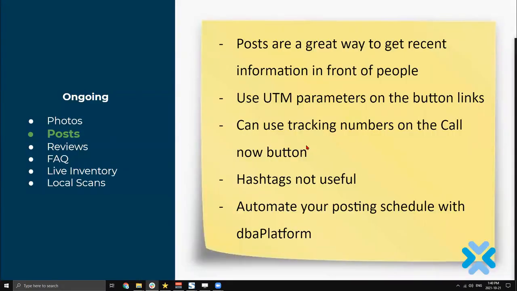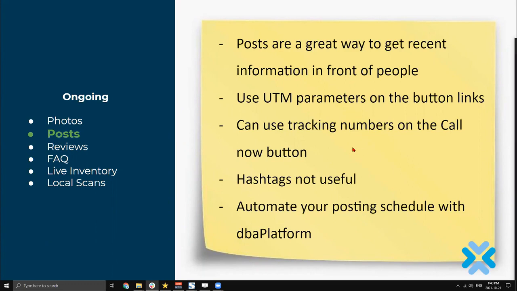Posts are a great way to get recent information in front of people. You can have ongoing things, like your evergreen stuff, scheduled with DBA again. But if you have news, it's good. If you have coupons, or a weekly flyer, put that in. You have links to do that, and you can track those links on the buttons, like "click here" or "learn more" to go to a website. You can put UTM parameters just like we did on the website to track, because GMB doesn't always track everything the right way. So you want to track yourself when you can.